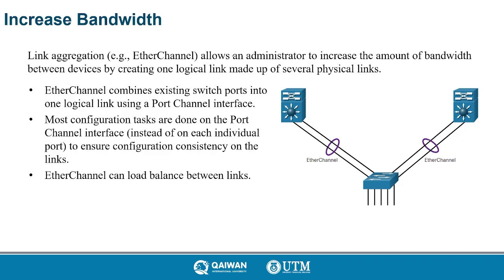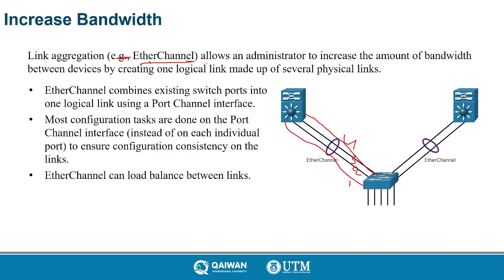Link aggregation is one of the examples, and we talked about the EtherChannel when we talked about link aggregation or having a duplicate link. It allows the administrator to increase the amount of bandwidth between devices, creating one logical link made up of several physical links. So you see, you may also have another link like this or like this. So at this time, one, two, three, and this one's four.